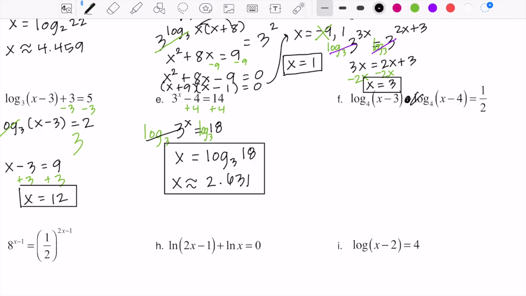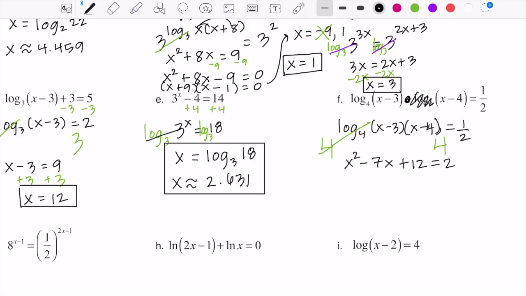So I'm going to make this multiplication, and I get log base 4 of x minus 3 times x minus 4 equals 1/2. Now you'll see that I'm only writing it twice. These undo each other, and I get x squared minus 7x plus 12 equals 2. I FOILed this, and then 4 to the 1/2 is like the square root of 4, so that's how I got 2.